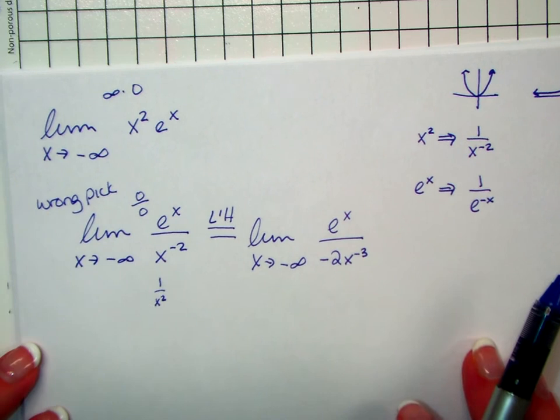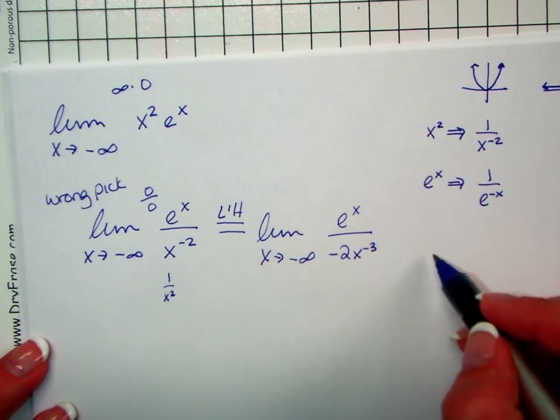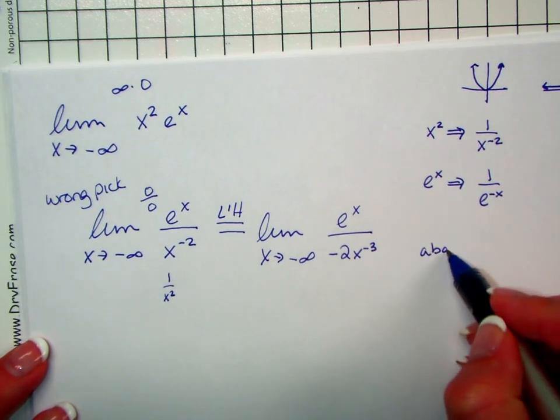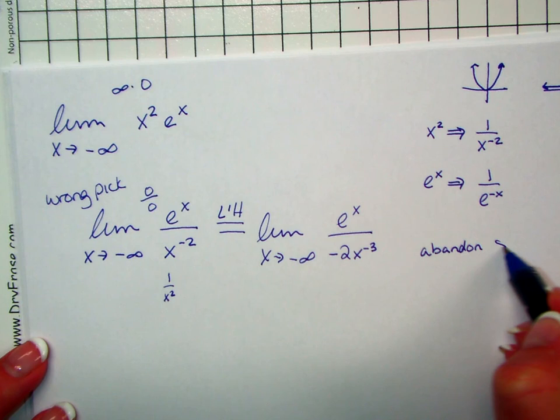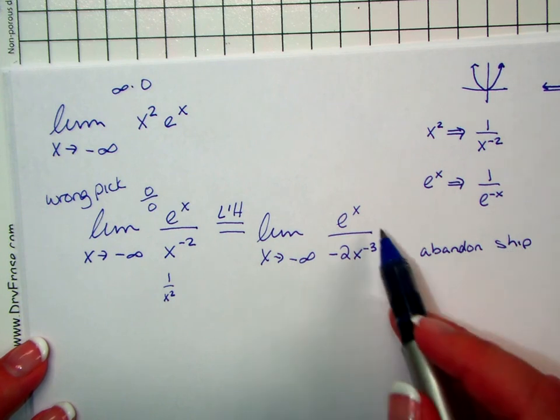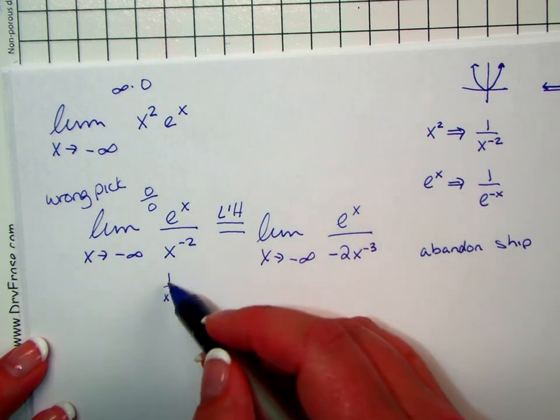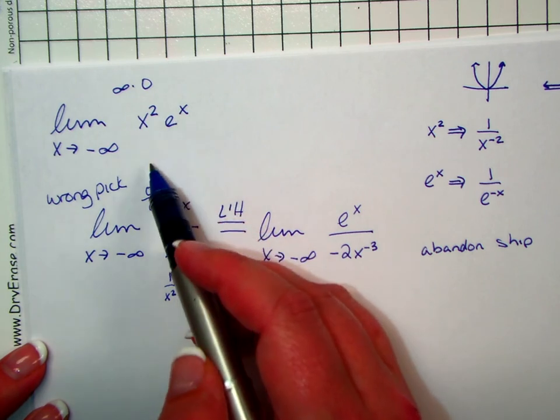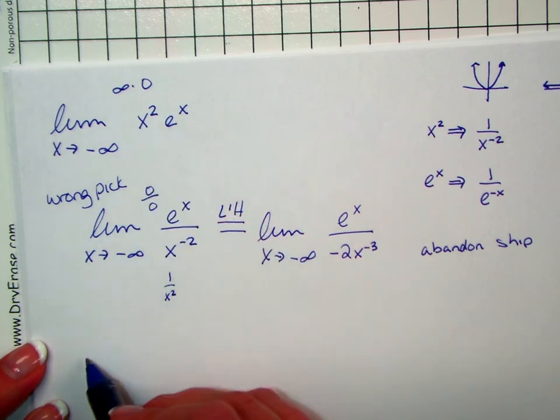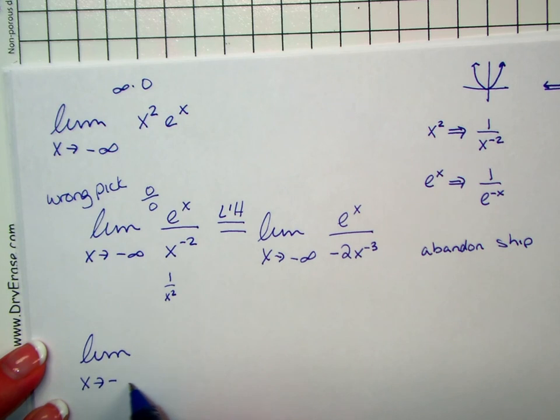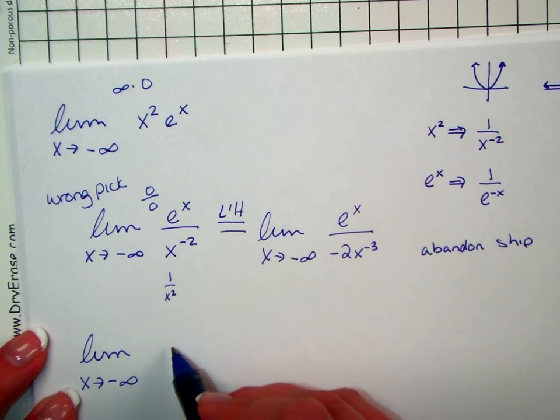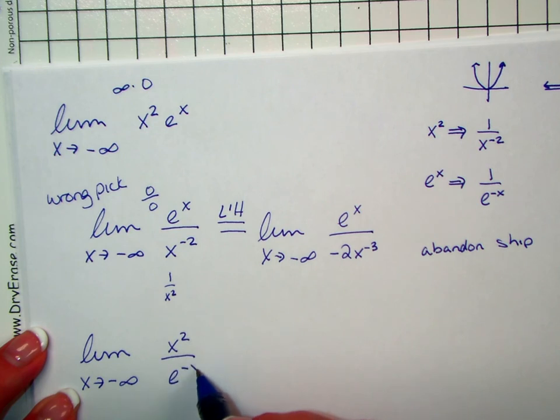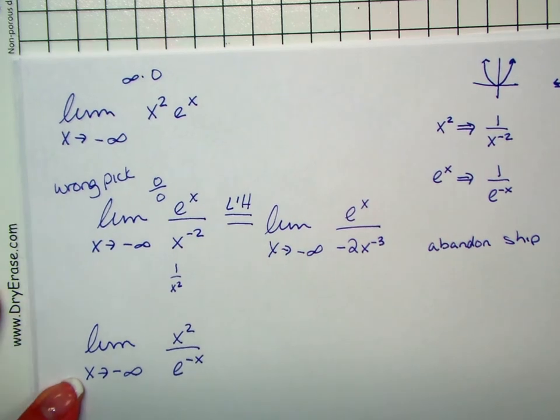So instead here, I'm going to write "abandon ship," okay? Because upon analysis, this is not going to lead us to an answer ever. So let's go ahead and move the e down and keep the x squared above. We're going to get the limit as x goes to infinity, leave the x squared on top, and move the e down. So this is e to the negative x in the denominator.